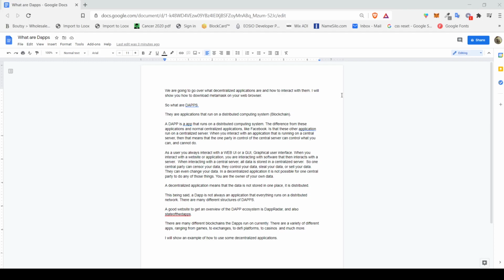Okay, so before we get started on Ethereum and really messing with different dApps or decentralized applications, let's touch base on what a dApp or decentralized application actually is. And I wrote this down to help you guys.